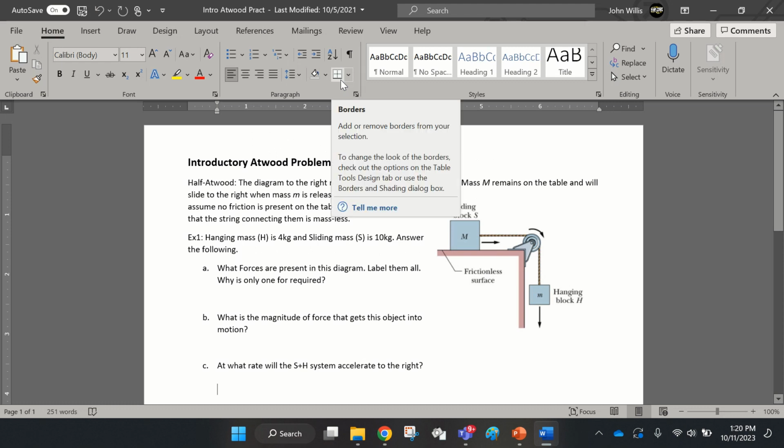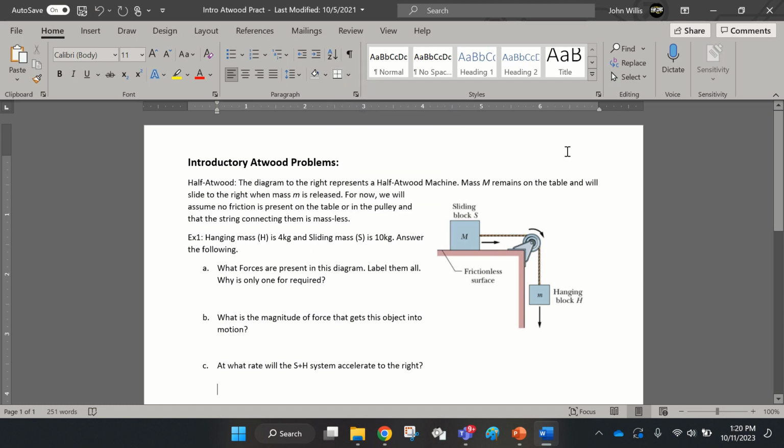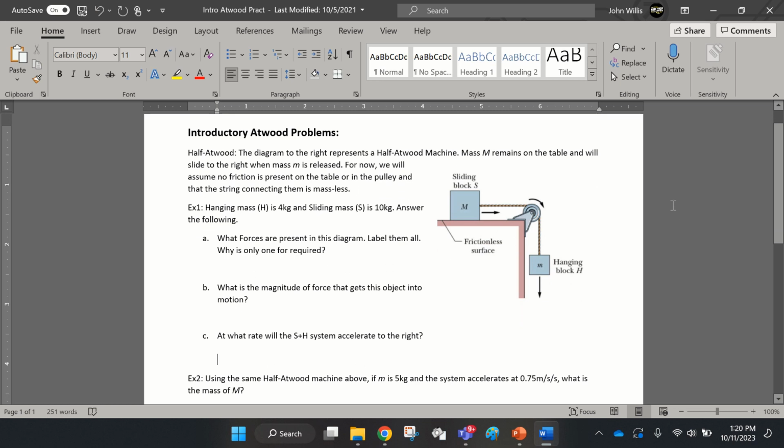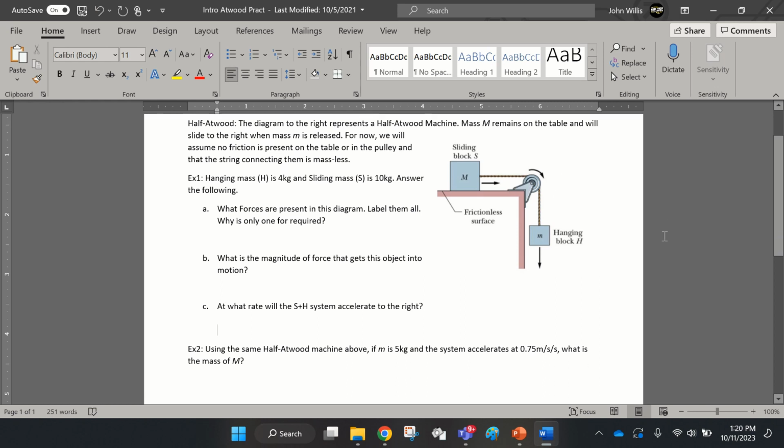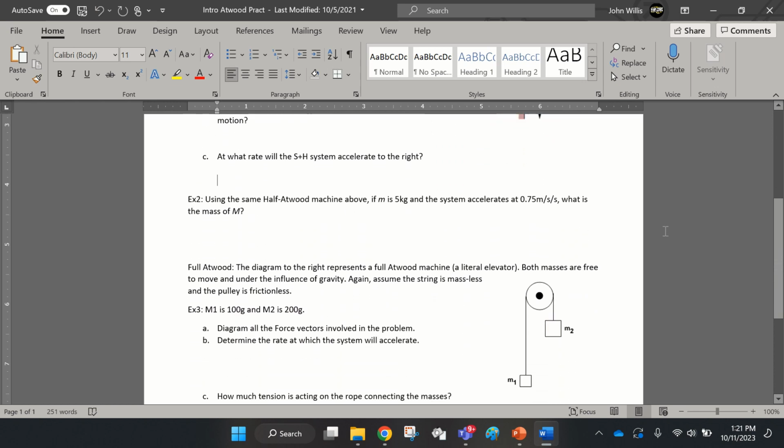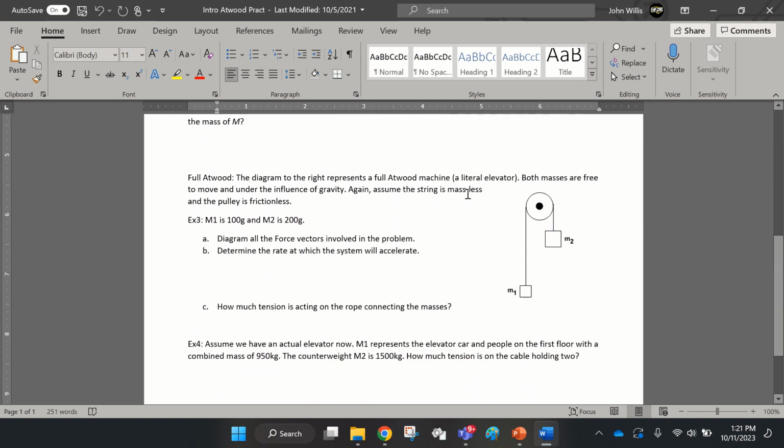All right, so the other day in class, what we had done was we had started these introductory Atwood machine problems. Essentially, these are force diagram sort of exercises that we can do, talking about various sorts of machines and how these forces can be exerted via strings and ropes across pulleys, essentially changing the direction of the systems, really giving us quite literally elevators. But the idea is that it's a quick application of Newton's laws.